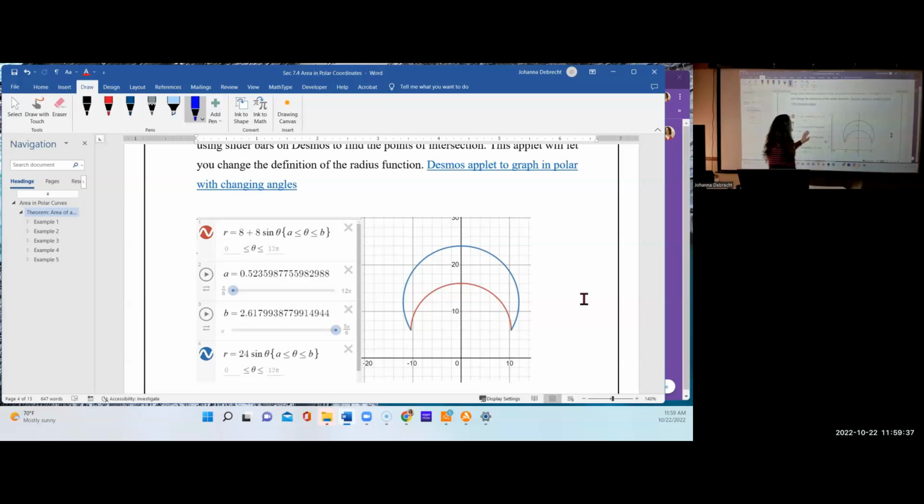This one happens to be a cardioid, and this one I believe is just a circle. So we're looking for the area between the cardioid and the circle. We want to know where they intersect, so we've got to find those angles where they intersect. You think you find the right value. In this case, I think A is pi over 6, and I think B is 5 pi over 6. You set those on the slider bar, and then you look to see if it is indeed giving you the shape that is between those two.